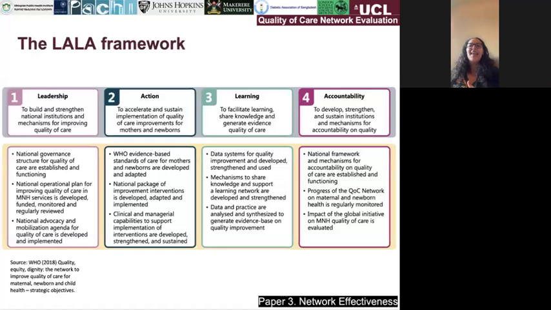Next slide, please. To achieve their goals, QCN agreed on 4 strategic objectives: leadership, action, learning, and accountability. It's used as a framework to operationalize implementation of the network activities. Each strategic objective outlines 3 to 4 outputs that network countries are expected to achieve. Countries use this framework for the planning and programming of QCN activities, while WHO used the outputs laid out in the LALA framework to monitor countries in terms of implementation milestones. Next slide, please.